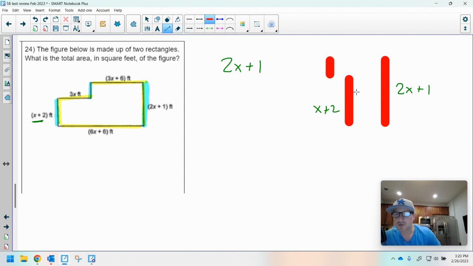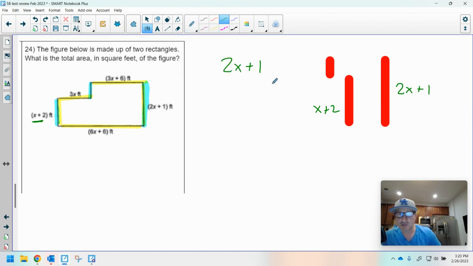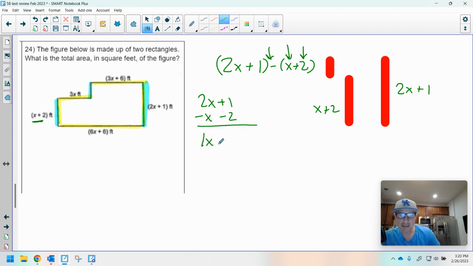So what's left over? Okay, we're going to take the big line, 2x plus 1, and we're going to subtract x plus 2. When we subtract, remember, we have to do same, change, change all. So this is going to change to a plus, and this is going to change the signs. 2x plus 1 minus x minus 2 is going to be 1x minus 1. So this little part here now we know is 1x, I'm not going to put a 1 in this case, I'm just going to put x minus 1. That's that little part right there.